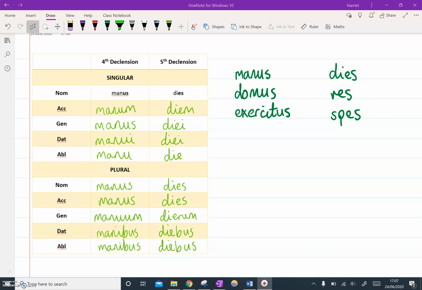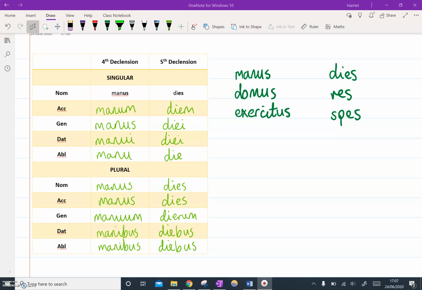You can either fill it in based on my scruffy writing here, or it's also on page 123 of the textbook at the bottom. Okay, so on the left hand side we have manus, which is an example of the fourth declension, and on the right hand side we have dies, which is an example of the fifth declension.